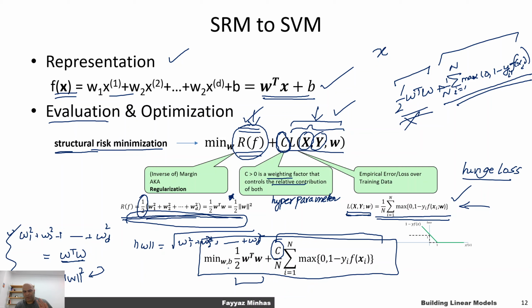Don't get yourself too confused about the role of C at this time. We're going to understand that through examples as we go along. Understand it at a higher level. We want to minimize error, hence the minimization of this loss function on this right side, much like what we had in the perceptron. And the only additional bit we got is this 1/2 w transpose w.